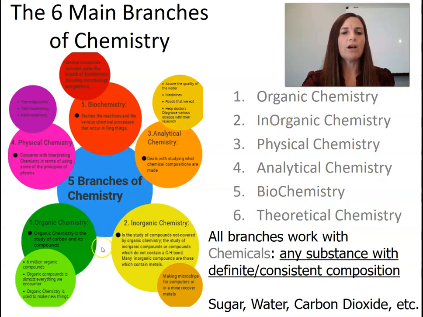So we're going to go around the circle. Okay, organic chemistry here is the study of carbon and carbon-containing compounds. So things that are organic. There are more than 6 million organic compounds. Almost everything we encounter is organic. Often you'll hear organic used as a synonym for healthy or unprocessed.